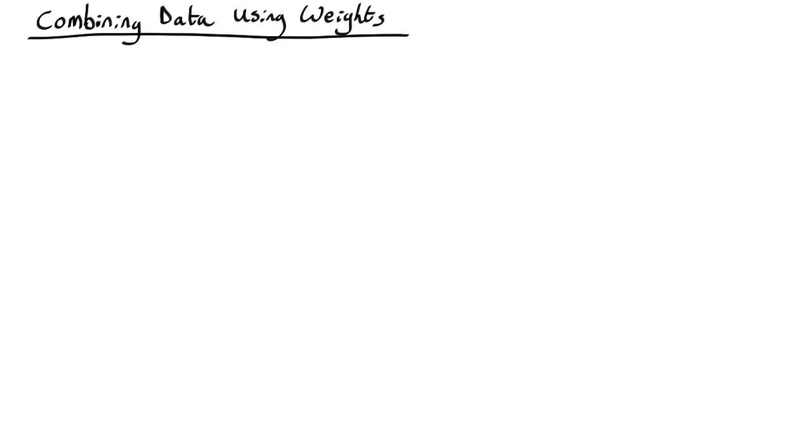How do you combine different data? If you have a whole bunch of measurements of some parameter and they all have the same errors, then you just average them. We've seen that before. But what happens if you have different measurements of something but they have different uncertainties?